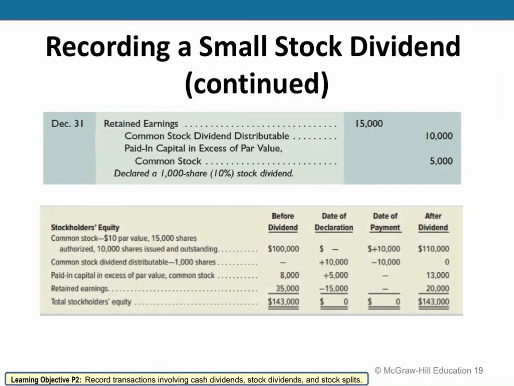Let's take a look at how that works. We have 15,000 overall, 1,000 shares times $15 per share, as the retained earnings debit. Common stock dividend distributable is going to be 10,000, our 1,000 shares times the par value. And then we have paid-in capital in excess of par value for the common stock of 5,000. That's the difference between the 15,000 debited to retained earnings and the 10,000 common stock distributable based on par.